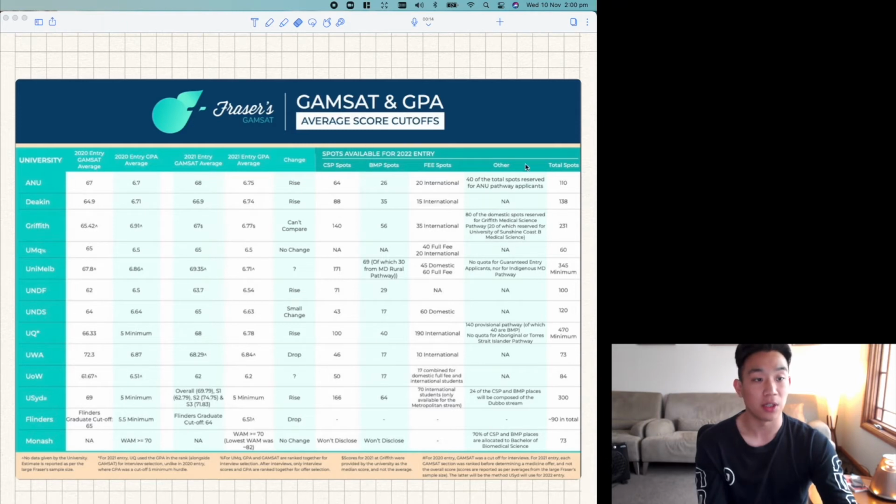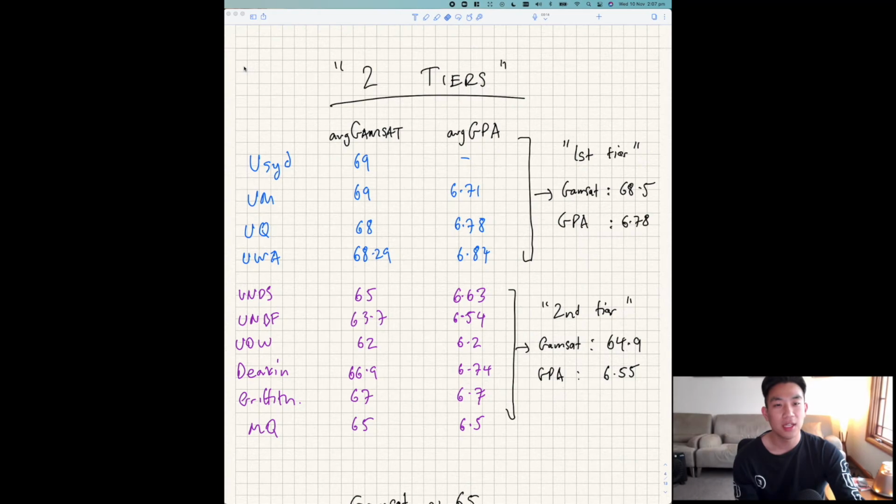What's also interesting to note are the spots available for each medical school. Just breaking this down, CSP means Commonwealth supported spots. This just means that the government pays for your education, and BMP stands for bonded medical place, and this just means that once you finish your medical education, you are required to work in usually a rural location for a few years. And then a fee spot just refers to paying upfront for your education, and this is usually for international students.